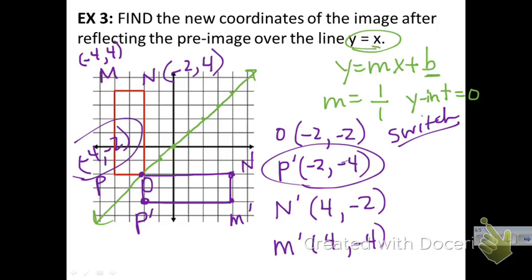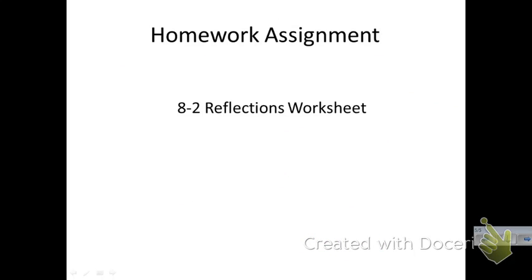So keep that in mind whenever you're asked to reflect over the line y equals x. All you're going to do is switch the coordinates. Okay, that should help with your assignment 8-2, your reflections worksheet. Good luck.